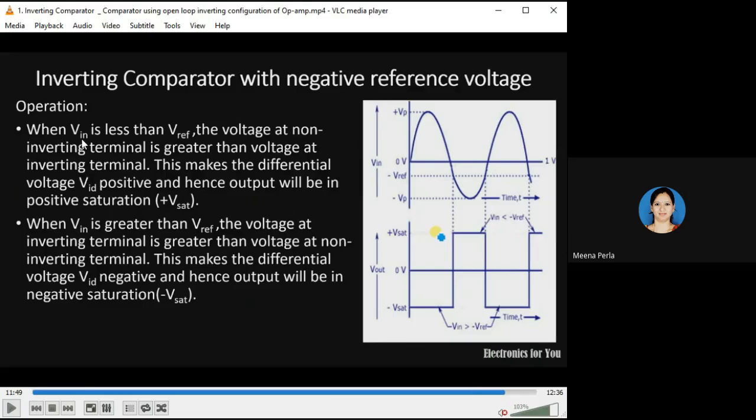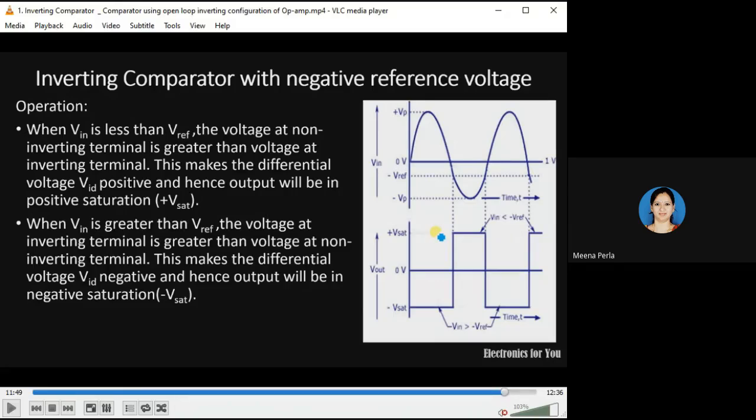When V in is less than V reference, the voltage at the non-inverting terminal is greater than the voltage at the inverting terminal. This makes the differential voltage VID positive, and hence the output will be in positive saturation. And when V in is greater than V reference, the voltage at the inverting terminal is greater than the voltage at the non-inverting terminal. So this makes the differential voltage negative, and hence the output will be in negative saturation. Right. So please note down these two graphs, which I will show along with the circuit diagram for the inverting comparator.